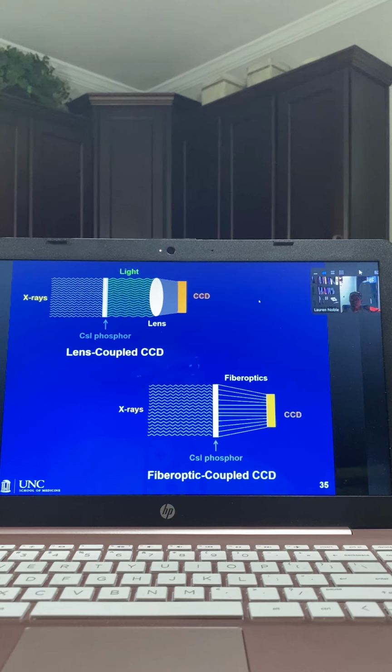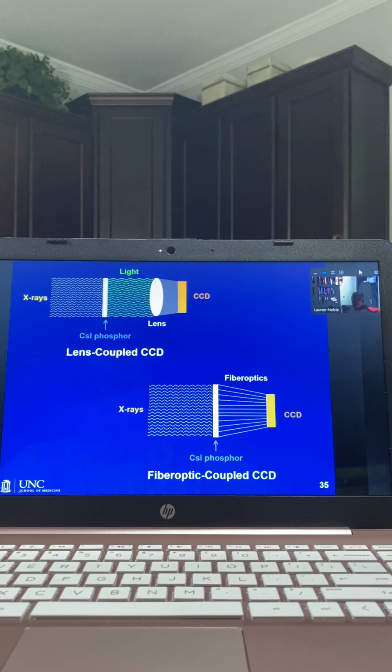Now, some detectors, instead of having a lens, will have fiber optics. They'll have fiber optic tubes. Same thing though, X-rays come in and interact with cesium iodide. Cesium iodide will convert those X-rays to light. The light is picked up by fiber optics and directed to the CCD chip. And so that's referred to as a fiber optic coupled CCD.